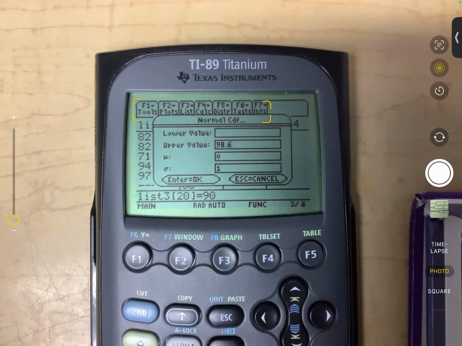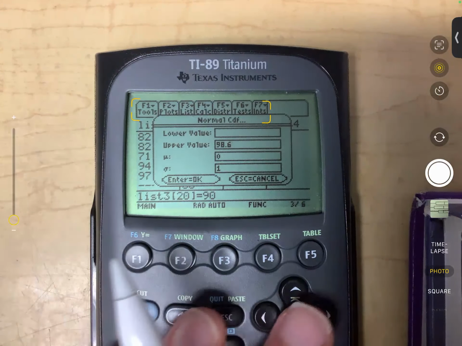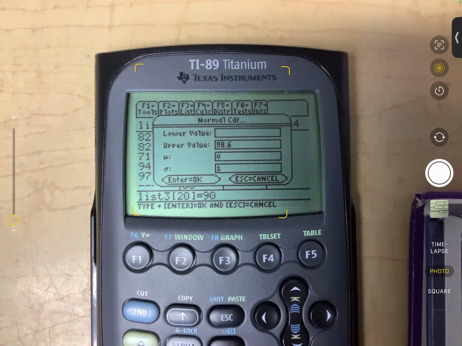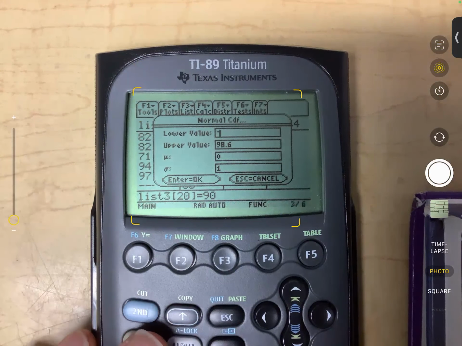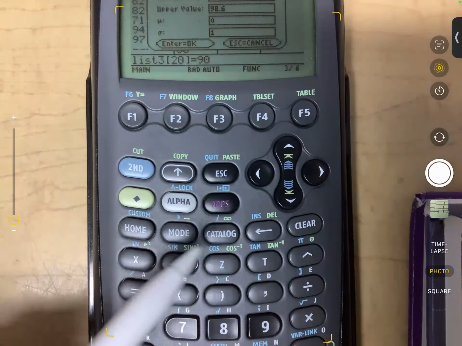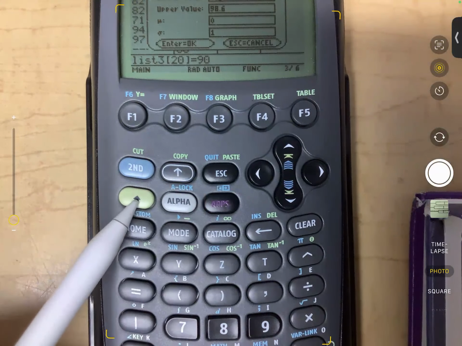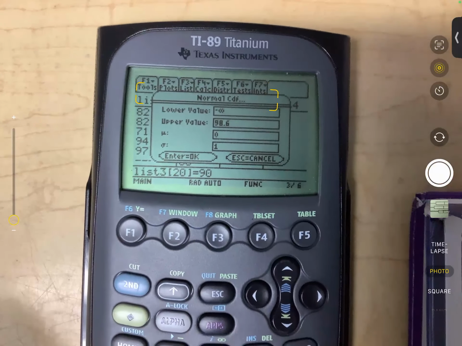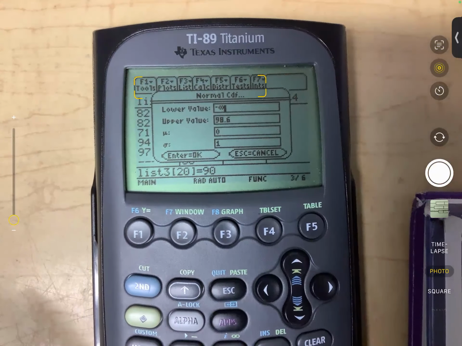There is no lower value. There's no cap on the low end. I'm willing to go as low as we can go. If that's the case, I think you can actually leave lower value empty and it'll work, but we can also put in negative infinity. That was a negative sign followed by infinity, which lives on the catalog button. I have to hit diamond and then catalog. I want to put in that negative infinity.